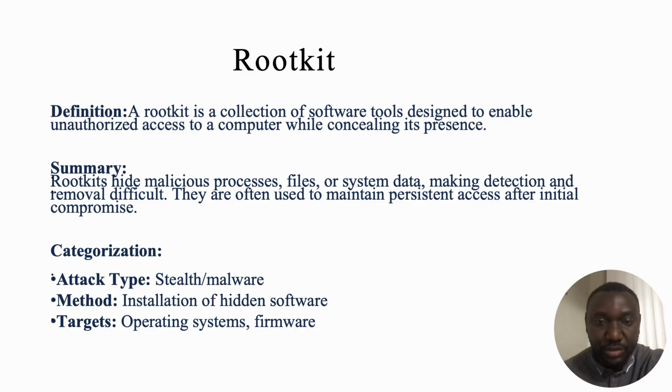So the rootkit is a collection of software tools designed to enable unauthorized access to a computer while concealing its presence. So the rootkit hides malicious processes, files or system data. They are often used to maintain persistent access after initial compromise. So the attack type is malware, the method is the installation of hidden software, and they target operating system and firmware.